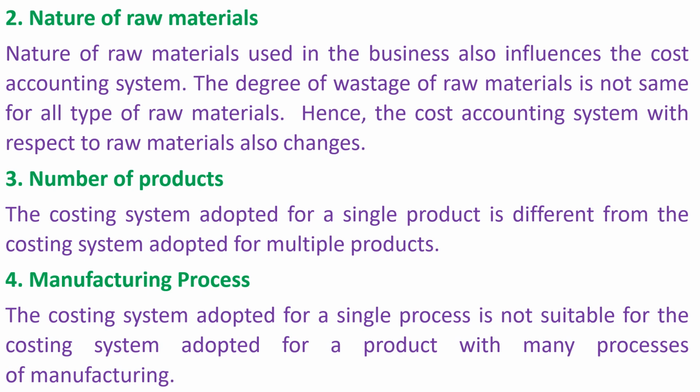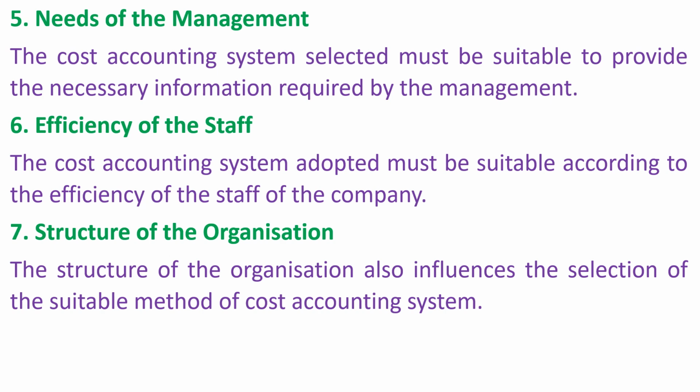4. Manufacturing process. The costing system adopted for a single process is not suitable for a product with many processes of manufacturing. 5. Needs of the management. The cost accounting system selected must be suitable to provide the necessary information required by the management. 6. Efficiency of the staff. The cost accounting system adopted must be suitable according to the efficiency of the staff of the company. 7. Structure of the organization. The structure of the organization also influences the selection of the suitable method of cost accounting system.